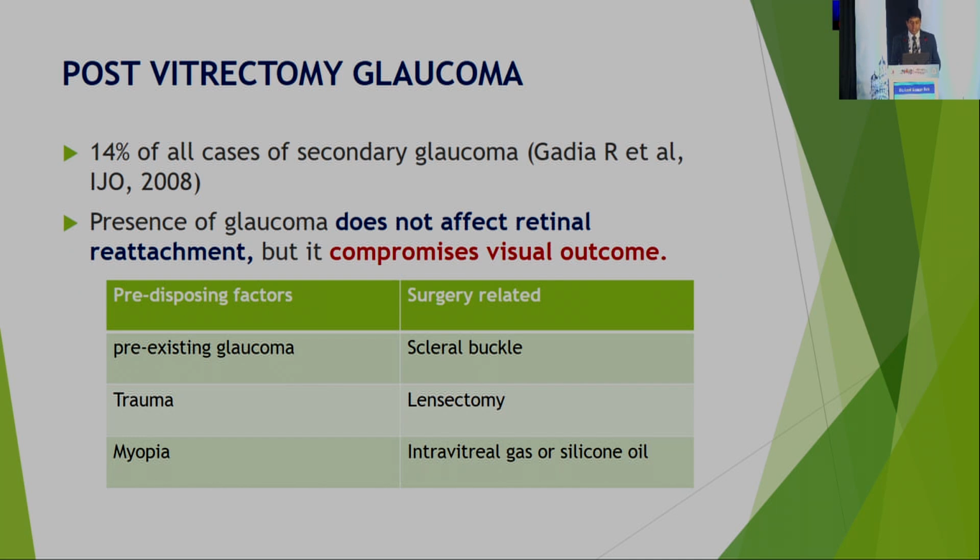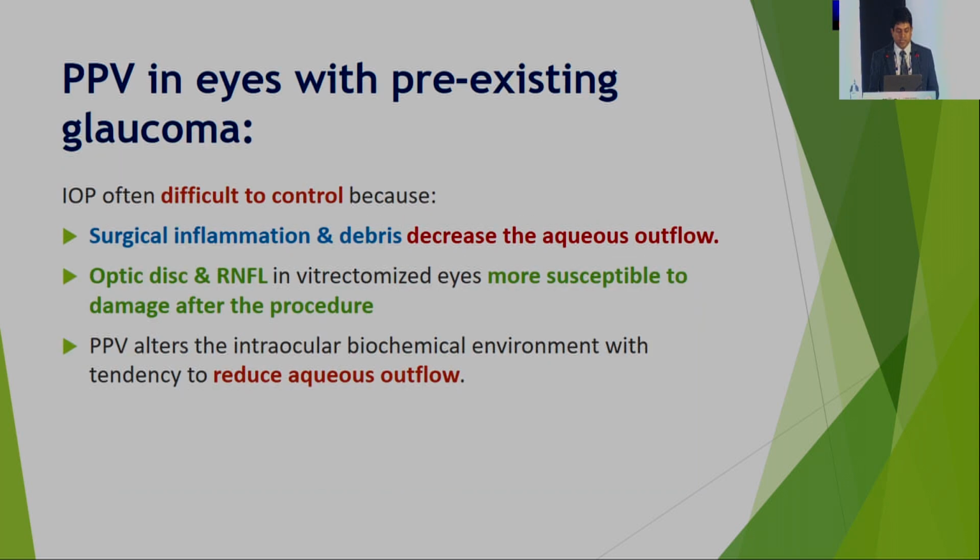So one study, which was published in 2008, found that almost 14% of all cases of secondary glaucoma were post-vitrectomy glaucoma. The presence of glaucoma in these eyes usually doesn't affect the retinal reattachment, but it will ultimately affect the final visual outcome. The predisposing factors for glaucoma in these eyes after vitrectomy can be pre-existing glaucoma, eyes with trauma, myopic eyes, and some surgery-related factors, like if a scleral buckle has been done, or lensectomy has been done, or following intravitreal gas or silicone oil injection.